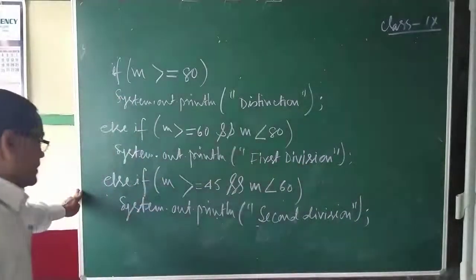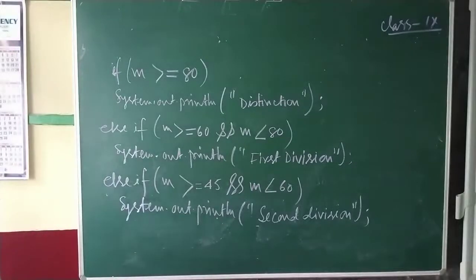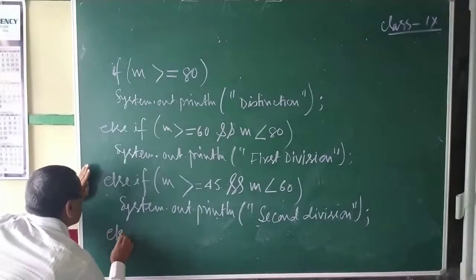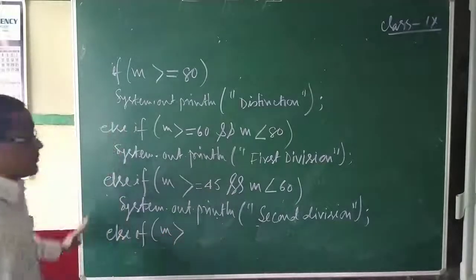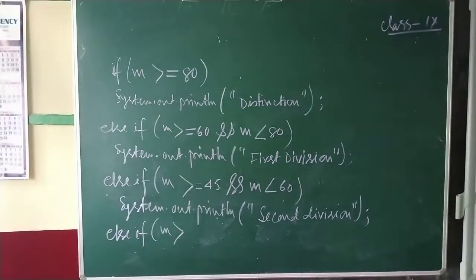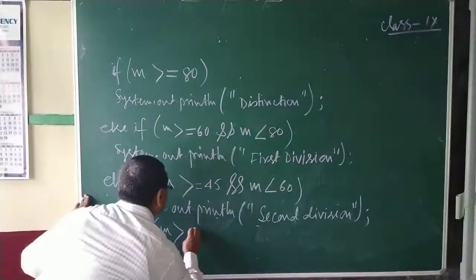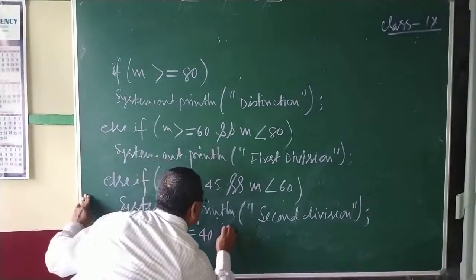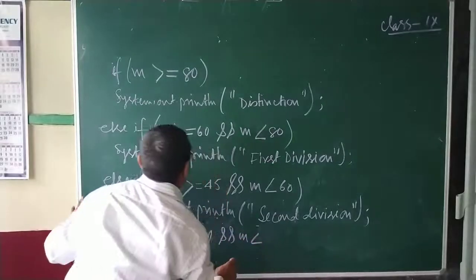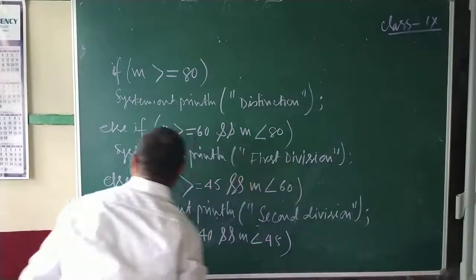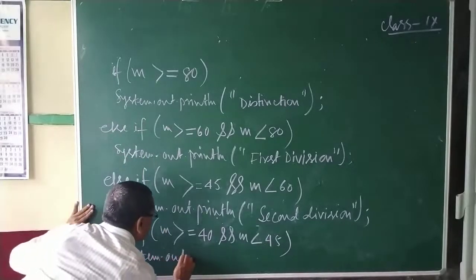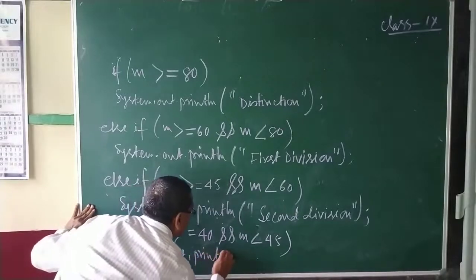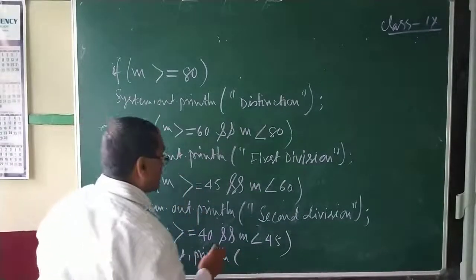Second division. Now after second division there is pass, 40% or more but less than 45%. Else if again, else if m, 40% or more, less than 45%. So m greater than or equal to 40 and m less than 45. Now System.out.println, not second division, now pass.